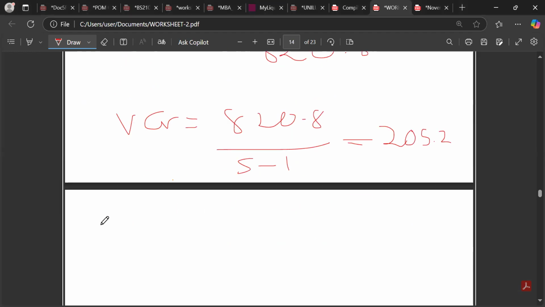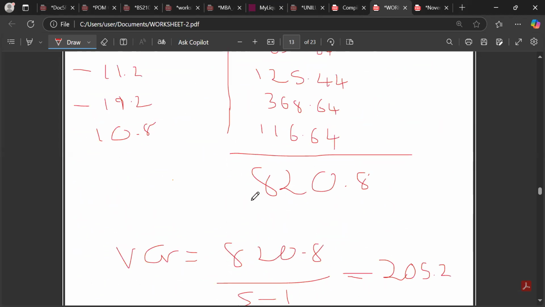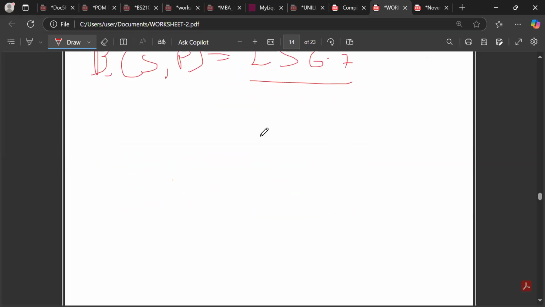Okay, so now to find the beta between Sophie's stocks and the market proxy, we use our covariance, which we found to be 256.7. So it's going to be 256.7 over the market variance, which is 205.2. What's our final answer here? Can you open up the final answer there?